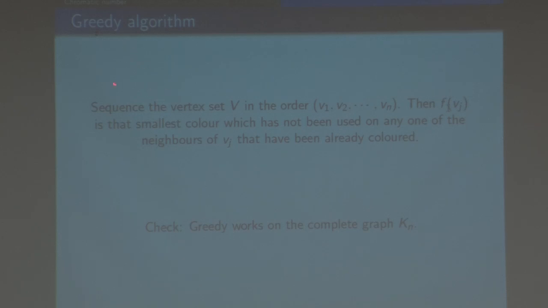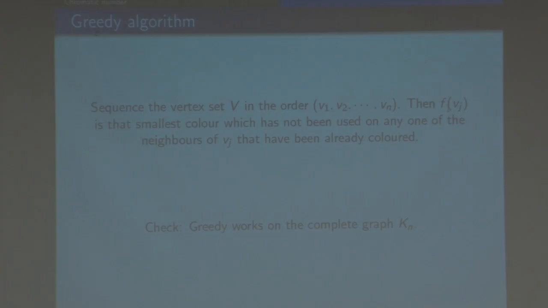This is the idea of the greedy algorithm. What you do is you sequence the vertex set in an order: the first vertex, second vertex, etc. f of Vi is the smallest color which has not been used on any of the neighbors of Vi that are already colored. So, greedy is a generic algorithm where you do get an upper bound on the chromatic number. Those many colors will certainly suffice.